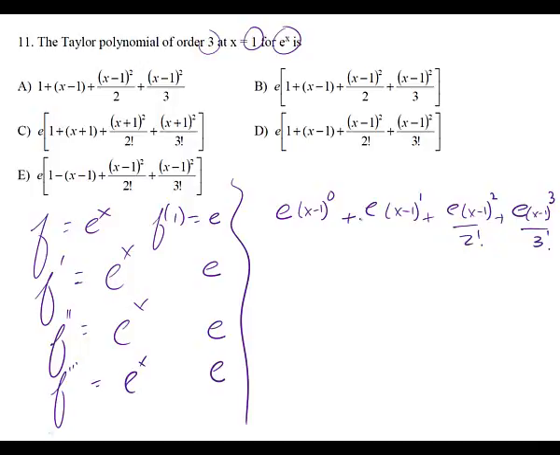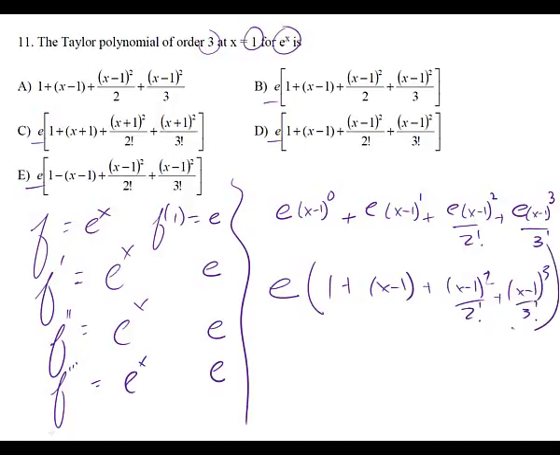Unfortunately, that's none of the answers. Okay? However, what did they do to most of the answers? They factored out an e. And I could get rid of this thing here, right? It just becomes 1. So 1 plus x minus 1 plus x minus 1 squared over 2 factorial plus x minus 1 cubed over 3 factorial.